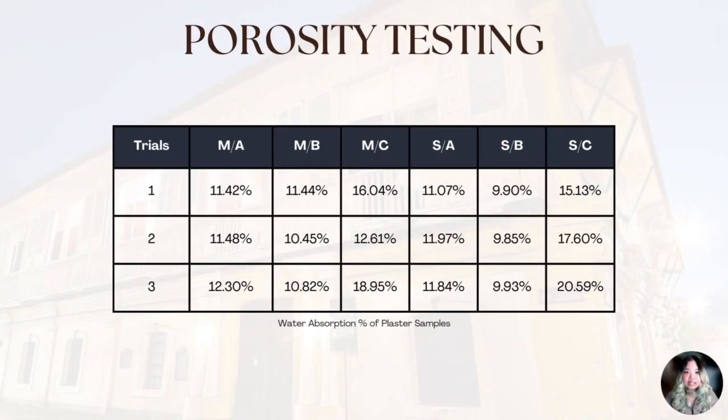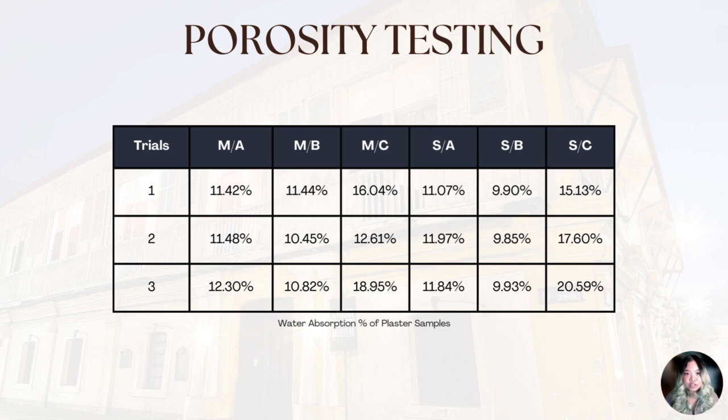time. For porosity, samples with higher lime content, MC and SC, showed a significantly increased water absorption at 15.87 and 17.78% average. Increased sand content reduced water absorption, as seen in sample MB at 10.90%, which absorbed less water than MA at 11.77%. Samples MA, MB, SA, and SB had a lower standard deviation value, indicating consistent water absorption. MC and SC had a comparatively higher SD value, potentially due to the surface cracks.